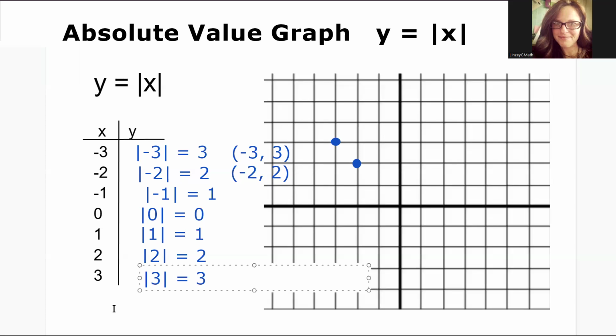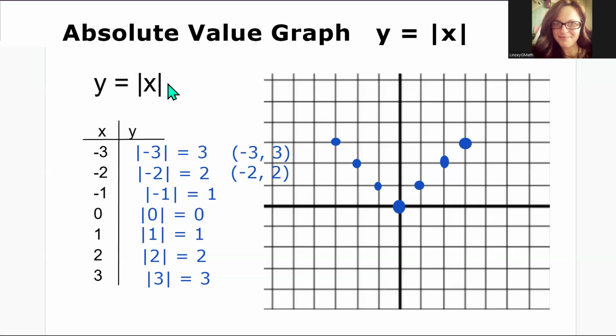And we'll graph these points. -1, comma 1, 0, comma 0, +1, comma 1, +2, comma 2, +3, comma 3. And we'll connect these points, and we get our absolute value graph. The shape of this absolute value, we have a V-shaped graph.